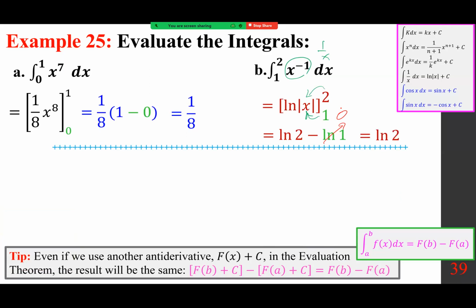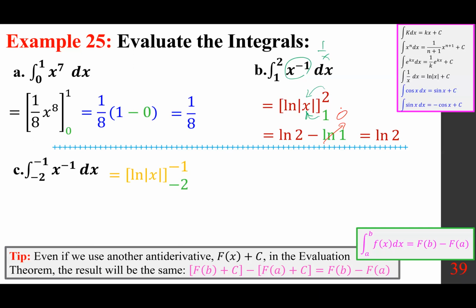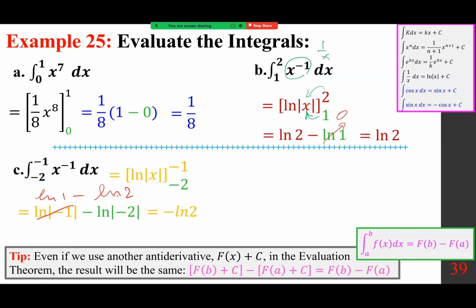Now, I want you to compare this to this question. Again, it's the same, just different limits, so let's write it. But this time, we have to keep the absolute value because the limits are negative. And remember, the domain of the natural log of the absolute value of x is everything except 0; 0 is not included. So ln of the top, -1, in absolute value, minus ln of the bottom, -2, in absolute value. This is ln of 1, this is ln of 2, and ln 1 is 0, therefore minus ln 2 is the final answer.